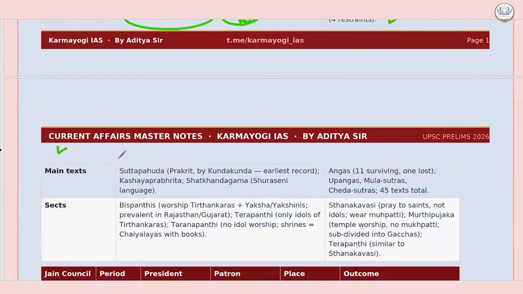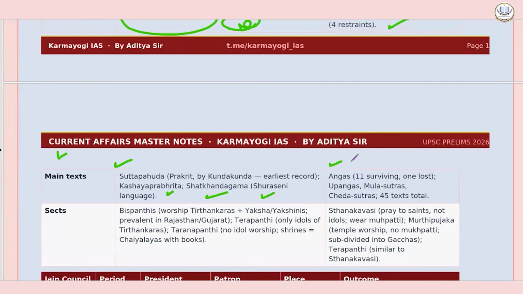In the main texts, we have Sutta Pahuda, Kashaya Prabhrita, and then Shatkhandagama, written in the Shauraseni language. In the Svetambara tradition, we have Angas, 11 surviving, 1 lost, Upangas, Mula Sutras, Cheda Sutras. We have a total of 45 texts.